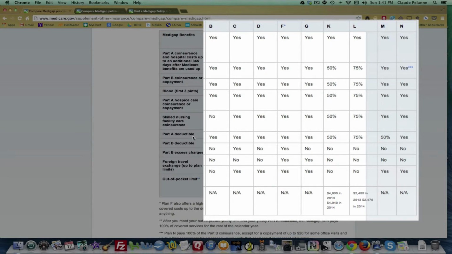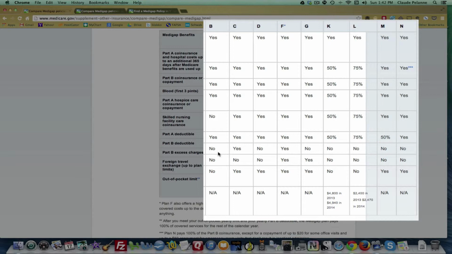Part A deductible. The Part A deductible we saw in the video, Part 1, is $1,800 per hospital stay, or $2,100 per hospital stay in 2014. So if you have more than one hospital stay, you could be on the hook for substantial amounts of money in that deductible. We saw that Plan A doesn't cover it. The rest of the plans, B through N, do cover it. And then K and L are 50%, 75%, M 50%.